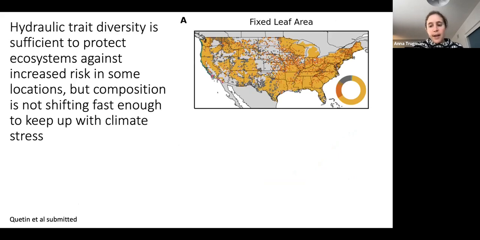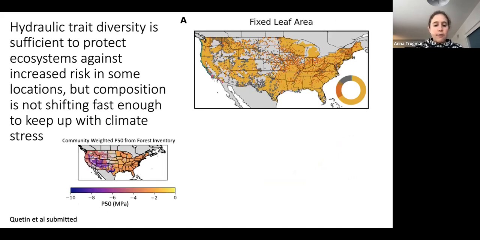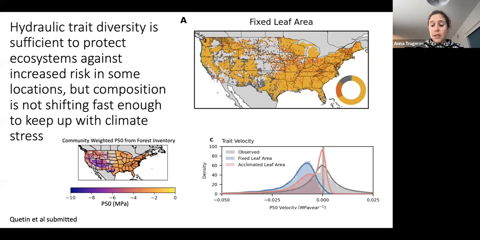And we were actually able to then compare our model predictions to what we found in the forest inventory, because the US forest inventories are remeasured at either 5 or 10-year time periods. And this has been systematized since approximately year 2000. And so we were able to look at what we call this trait velocity, or change in P50 over time, which is shown in this panel C on the bottom right, and compare it to what we found in the forest inventory. And just to orient you, negative values correspond to more drought hardy forest compositions.